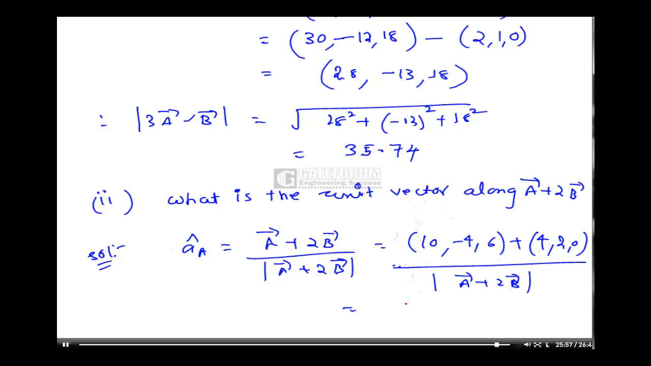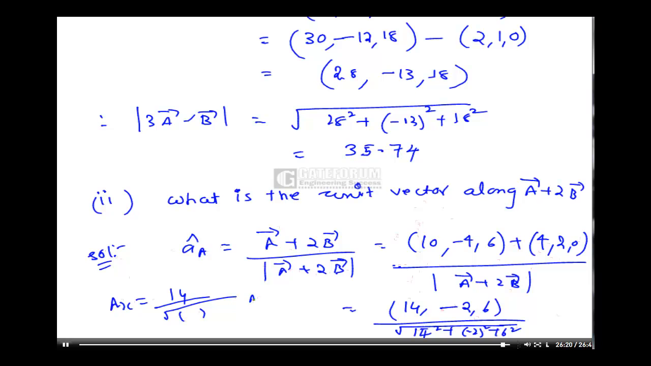So this is equal to (14, -2, 6) divided by the square root of 14 squared plus (-2) squared plus 6 squared. If you want the AX component, it is nothing but 14 divided by the square root of the entire value. Similarly the AY component is minus 2 divided by the square root of that entire value. Like that you can easily calculate the scalar components. So this is the total unit vector along a bar plus 2b bar: AX times its scalar component, multiplied with the unit vector. So you can calculate the unit vector very simply.